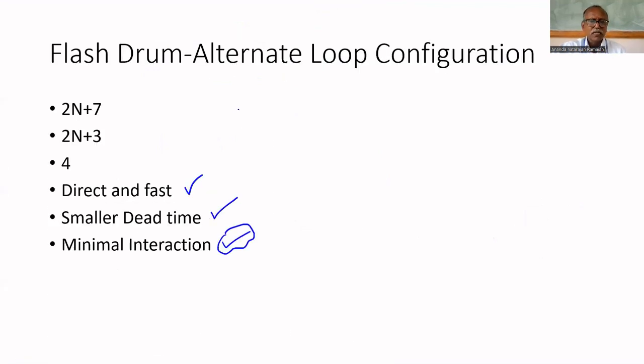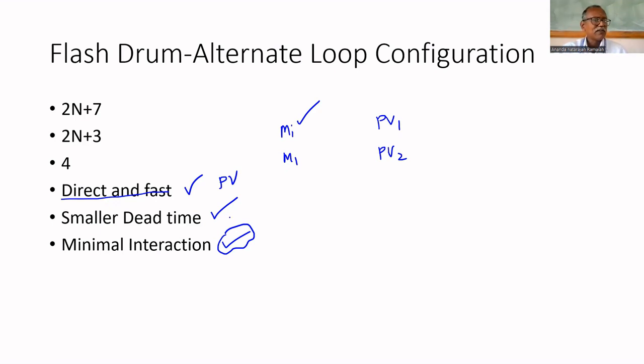So we have to consider three effects. One is the manipulated variable should have a fast and direct effect on the process variable. Second one is it should have smaller dead time. If you use M1 to control PV1, it has small dead time. Suppose you are using M1 to control PV2, it means higher dead time, so we should not use that. That way we have to consider. The third one is minimal interaction.